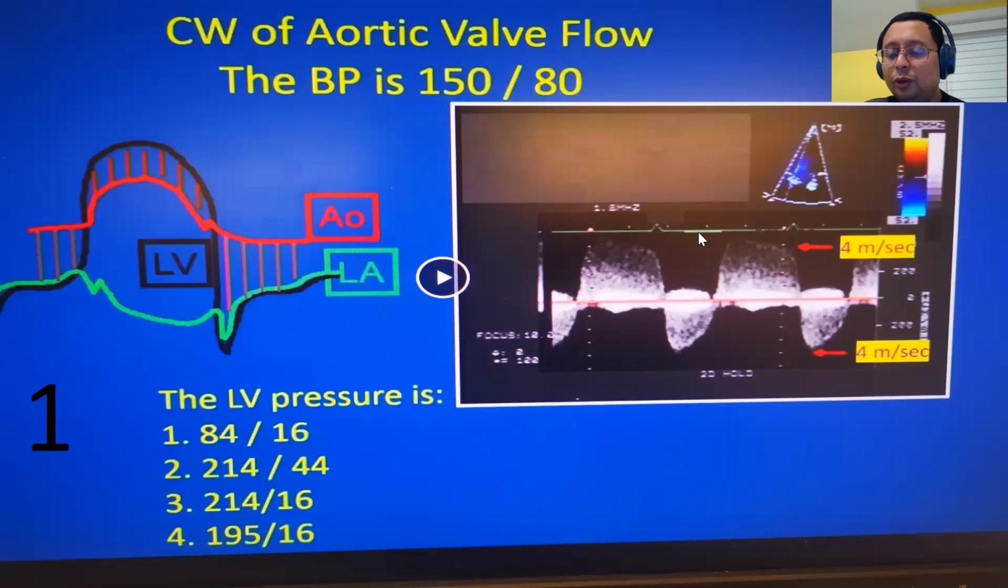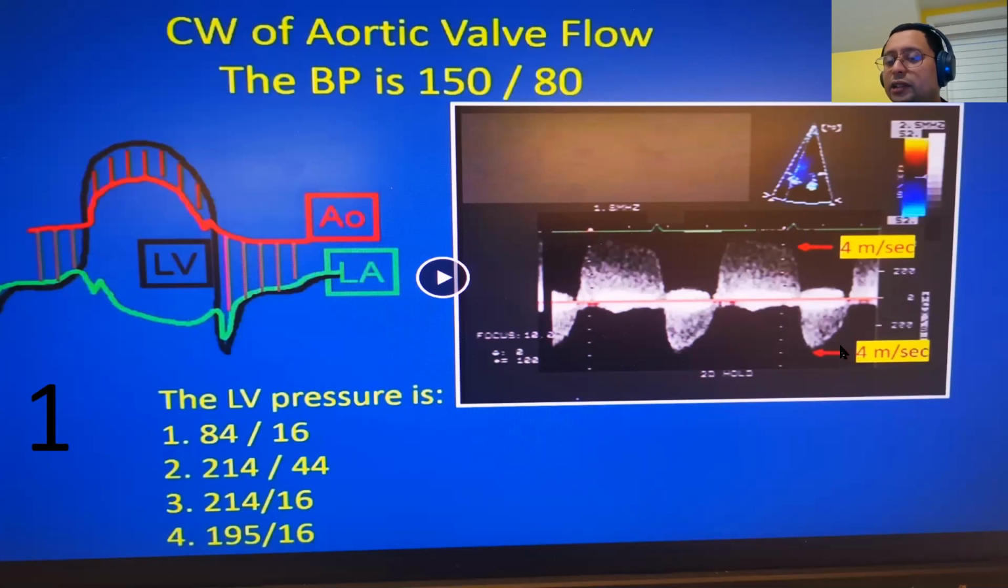Another thing you have to understand from the Doppler is that it is synchronized with the cardiac cycle. This part is diastolic, and this is systolic. At systole, the difference in velocity between the left ventricle and the aorta is 4 meters per second. But this is velocity. In order to change it to pressure, you have to use the Bernoulli equation, which is 4V squared. So 4 times 4 times 4, that is 64 millimeters of mercury.